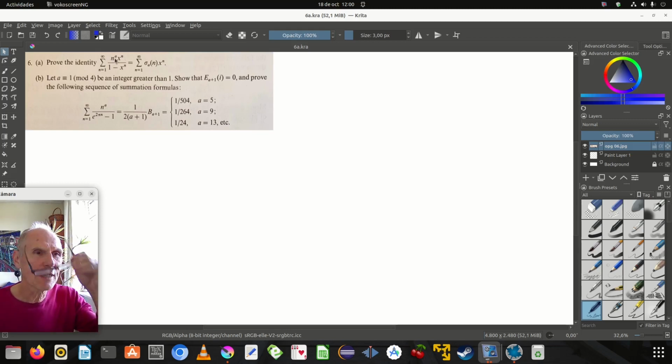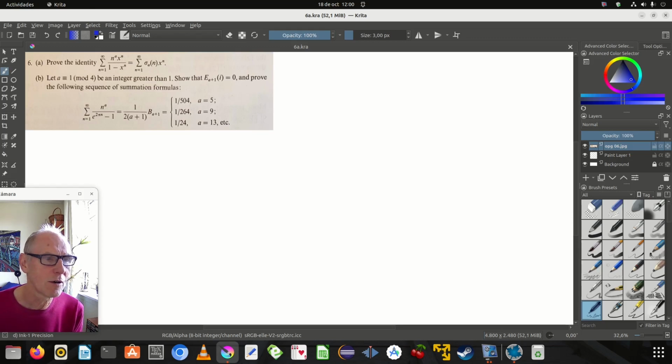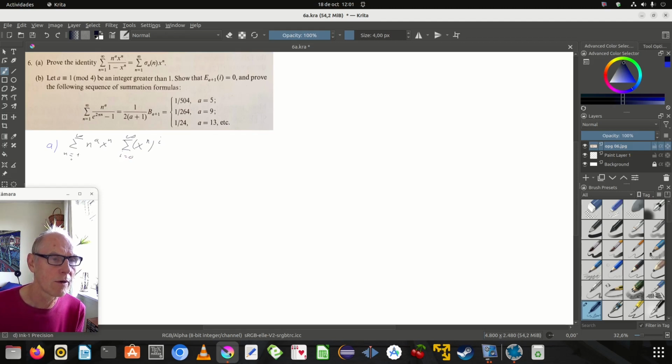First, when I saw this, I thought I had done that while studying the section, but then I realized there's n to the a. So let's get on with it. And then we write this as a sum of x to the nth, and it converges absolutely when x is numerically smaller than 1.